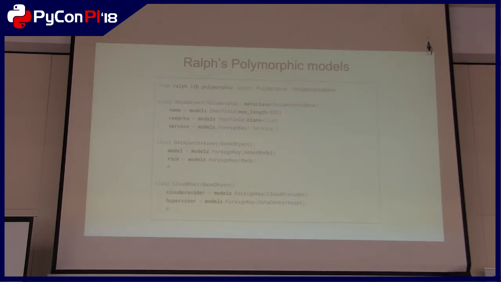So how does our polymorphic model look like? We have base object. We inherit from polymorphic and use some polymorphic-based metaclass here to achieve it. We import this from Ralph polymorphic, and every code related to the polymorphic is in this package. So it should be really easy to use it somewhere else. And from this base object we have some inherited models like data center asset, cloud host, which add some custom fields.